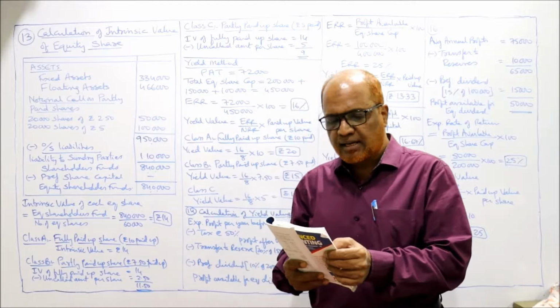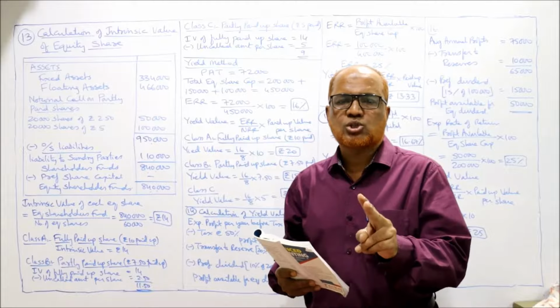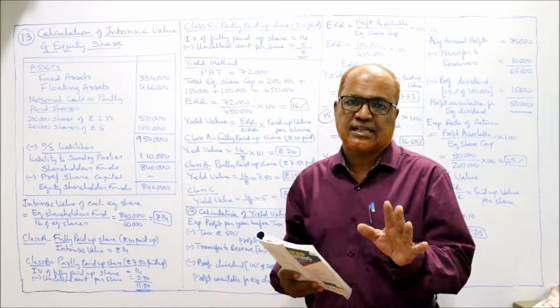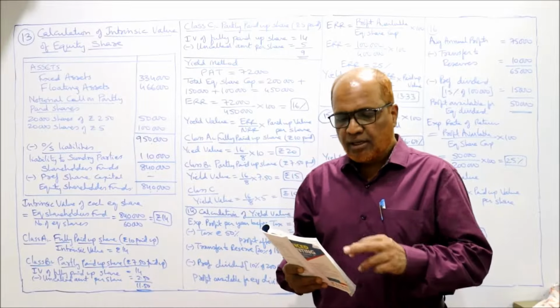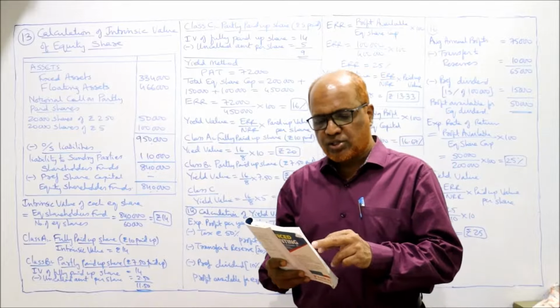Preliminary expenses and commission on issue of shares. These two are fictitious assets. We should not take them. ये दोनों को ले लेंगे, preliminary expense और commission on issue of shares.